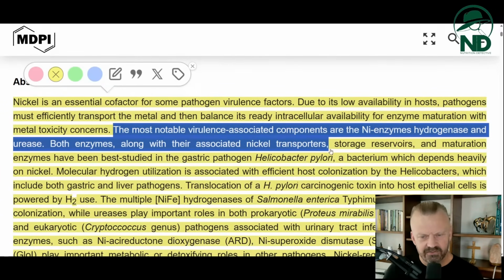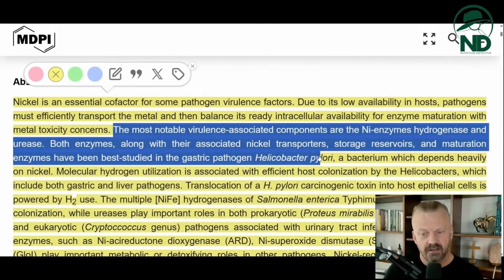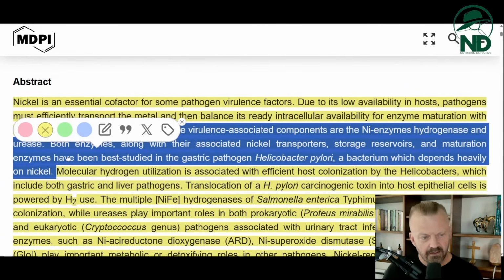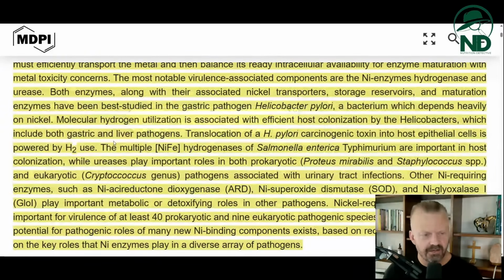Both enzymes, along with their associated nickel transporters, storage reservoirs, and maturation enzymes, have been best studied in the gastric pathogen H. pylori, a bacterium which depends heavily on nickel. It has been estimated that half of the world's population has H. pylori in their gut. Pay attention here, you molecular hydrogen people.